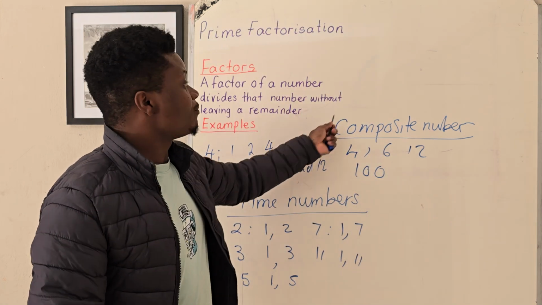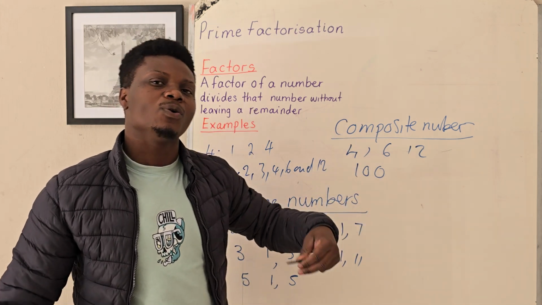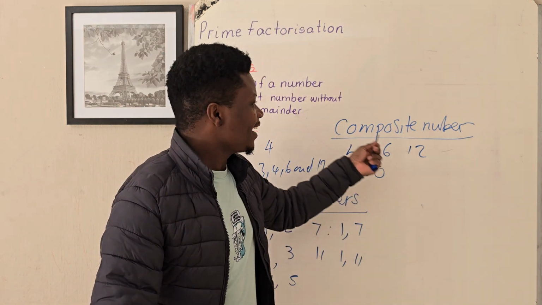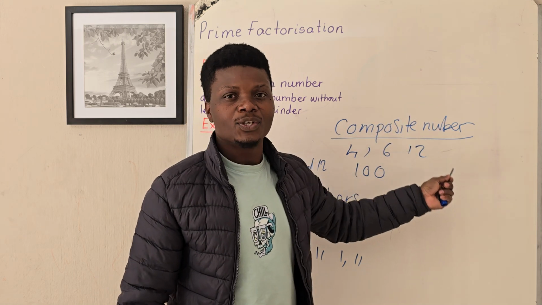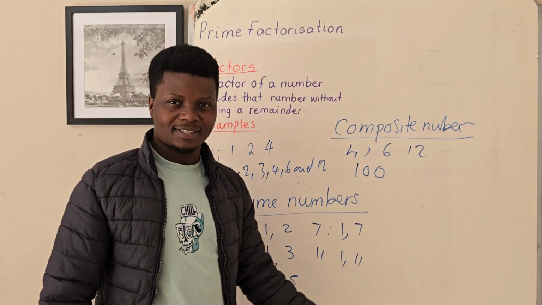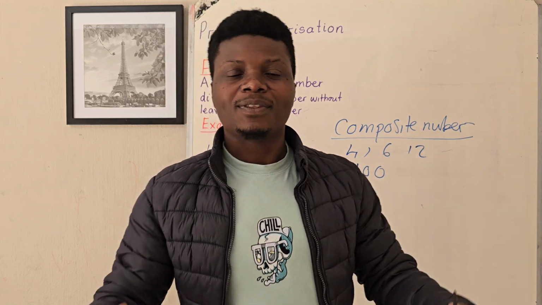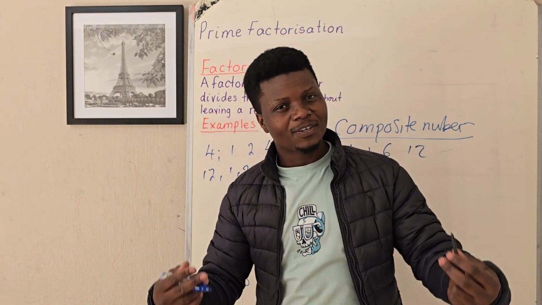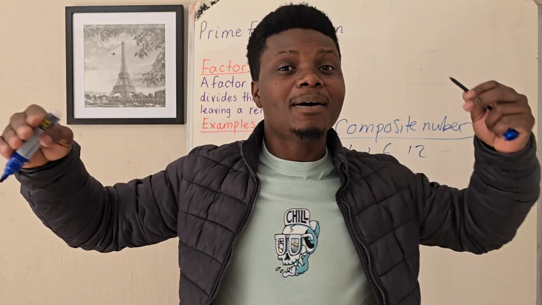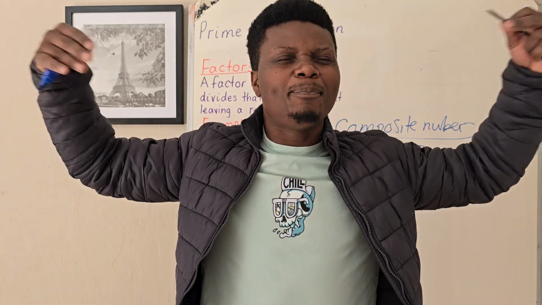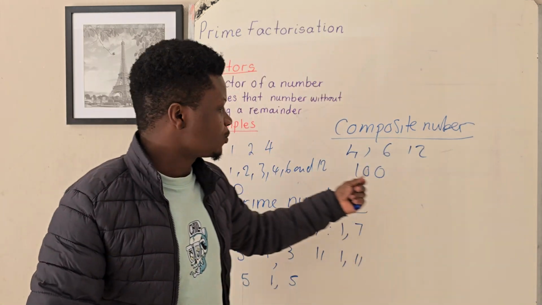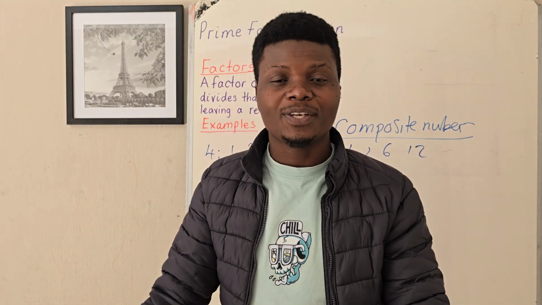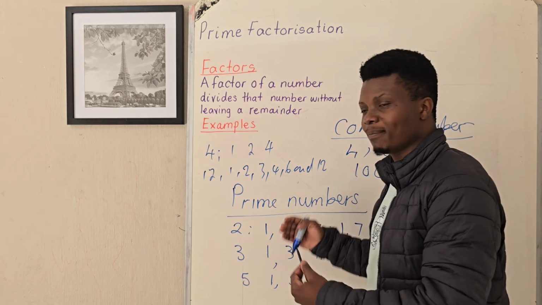And the numbers that have more than two factors, we call composite numbers. So we can express any composite number using prime numbers. How is that possible? This is the essence of prime factorization. Prime factorization is to express any big number with many factors, which we call composite numbers, into their prime factors. In other words, to express it using prime numbers.